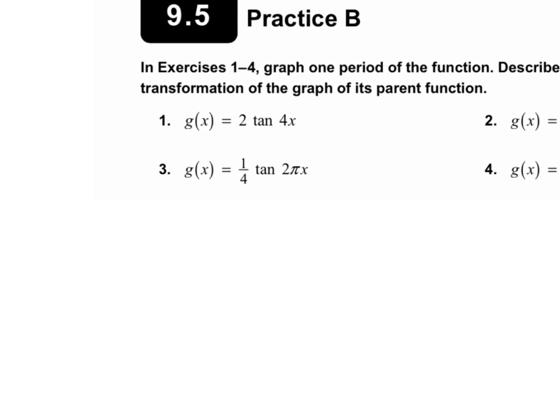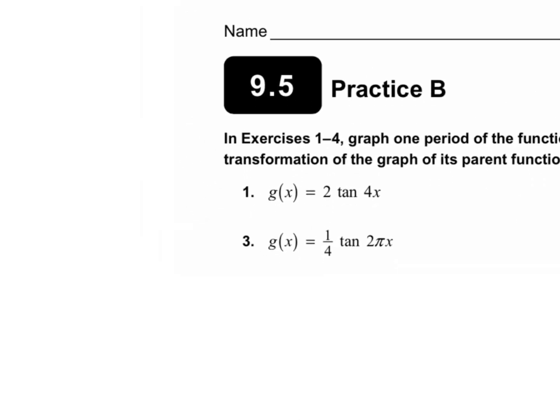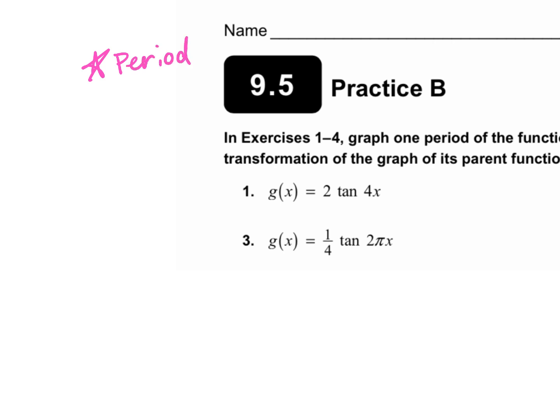So 9.5, we're graphing tangent and cotangent. One of our big differences here is that for the period, for tangent and cotangent, it's pi over b. The other one was 2 pi over b. So here it's just pi over b. And then also we have asymptotes here too.